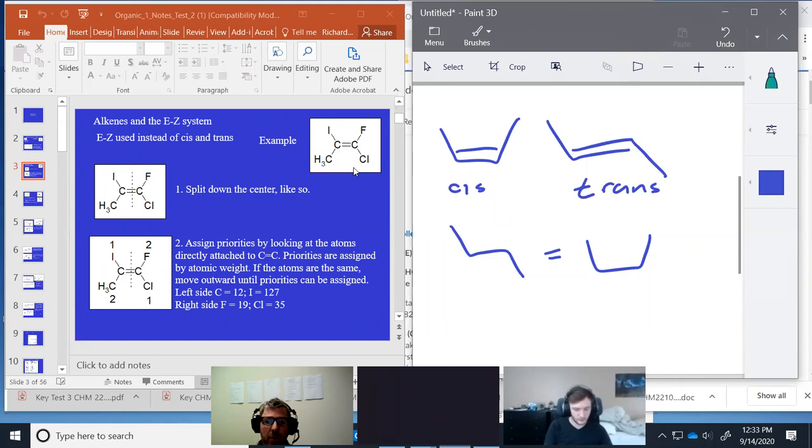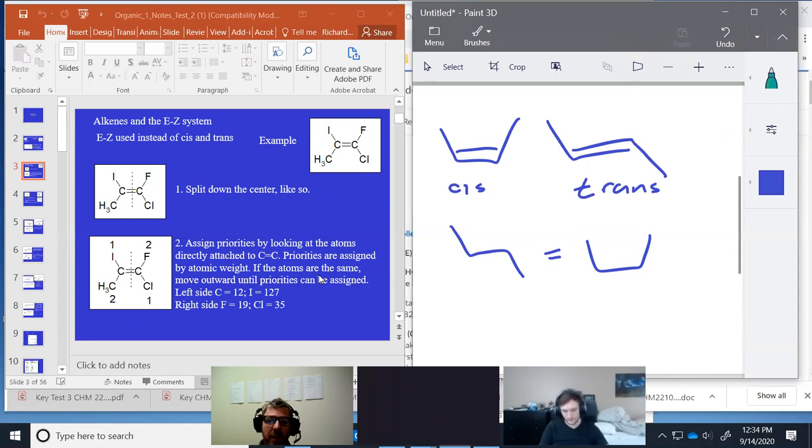So what we do in order to get some consistency with the whole cis-trans model is we talk about E and Z. E as being similar to trans and Z as being similar to cis. So we split this down the center, and then we assign priorities to the atoms directly attached to the C's of the double bond. And we do this by assigning a mass number. Whatever the mass number is of that atom that's directly attached to the C, that's what we use to make the assignment for these priorities. So the one that has the higher mass number will have the higher priority.